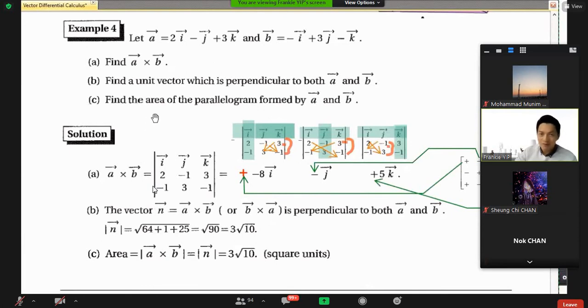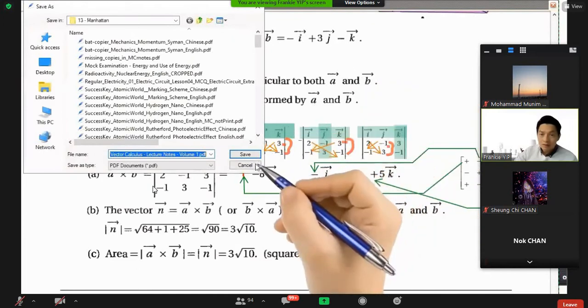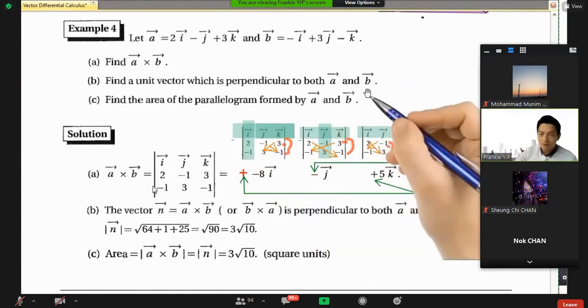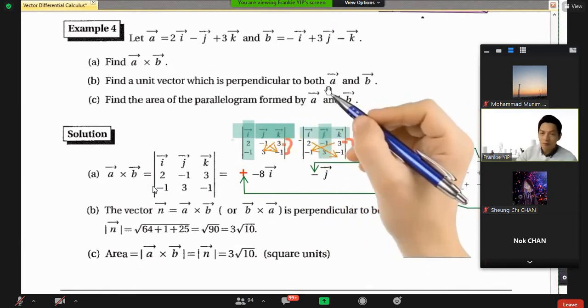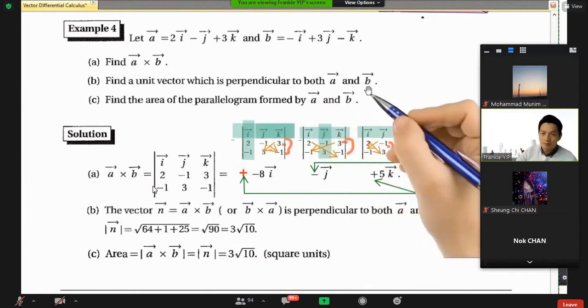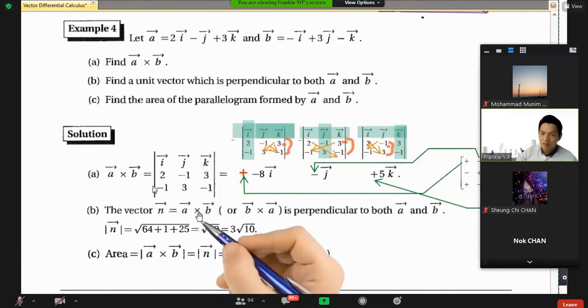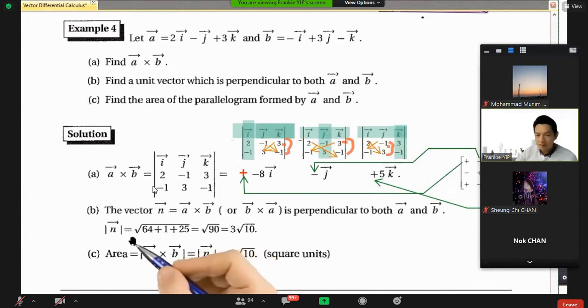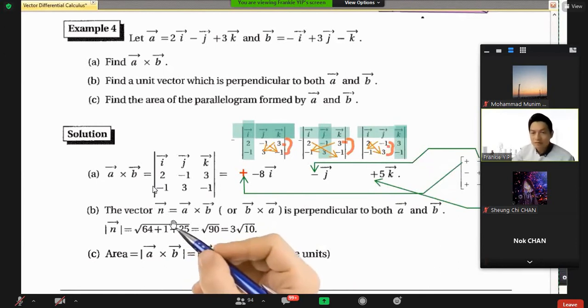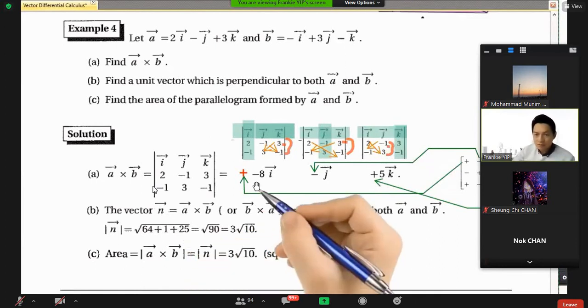Okay, and then for part B, find a unit vector which is perpendicular to both A and B. Because of the property of the cross product, you can already find the vector perpendicular to A and B. So I just use A cross B to find the n vector. After you find this, got it? So it should be this result, right?